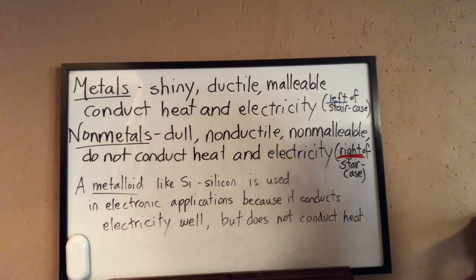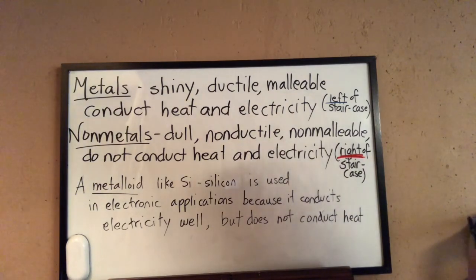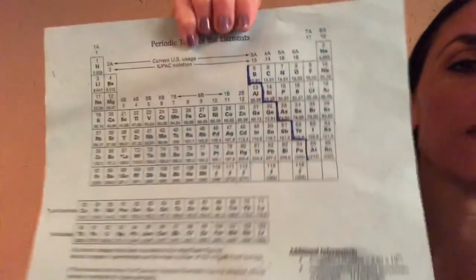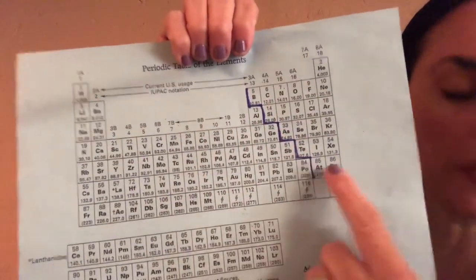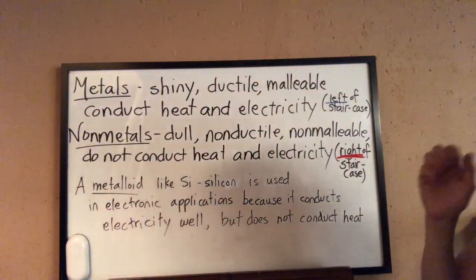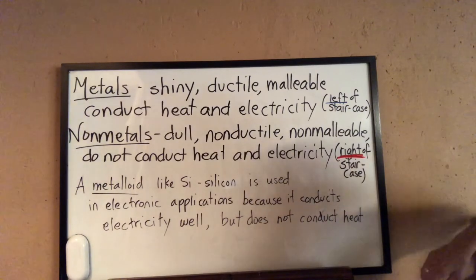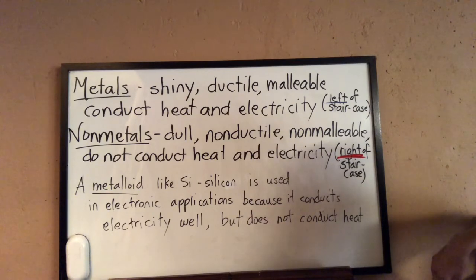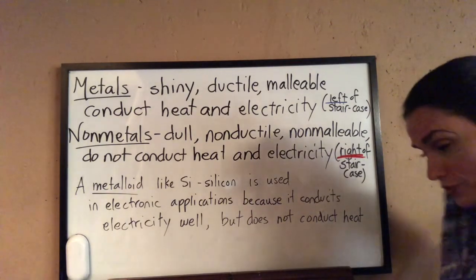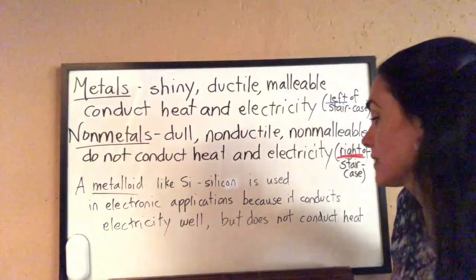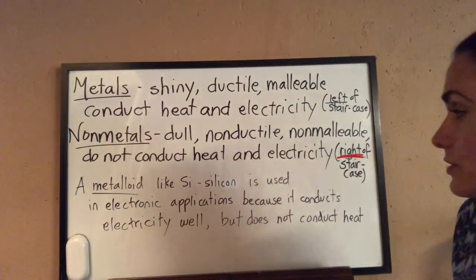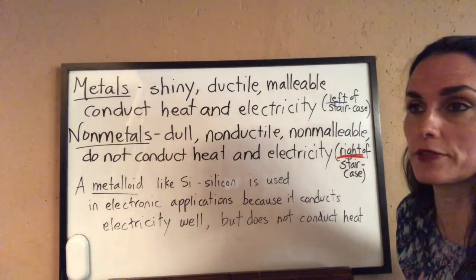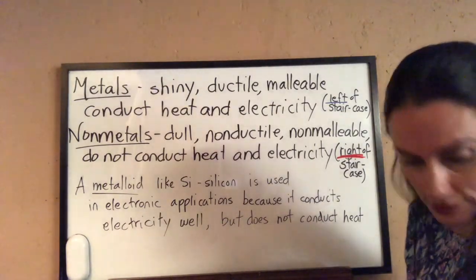Now something that is a metalloid, like silicon. Silicon is a metalloid. And the metalloids are right along the staircase. I'm going to write that as well. The metalloids have properties of both nonmetals and metals. Silicon is used a lot in electronic applications because it conducts electricity very well, but it does not conduct heat. So silicon is a prime material to use for electronics.